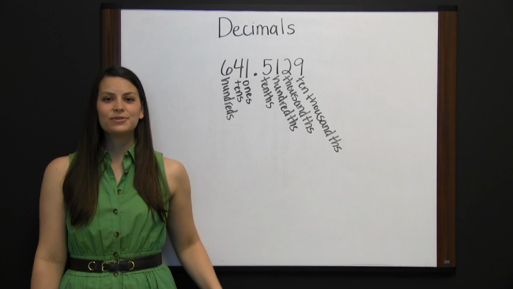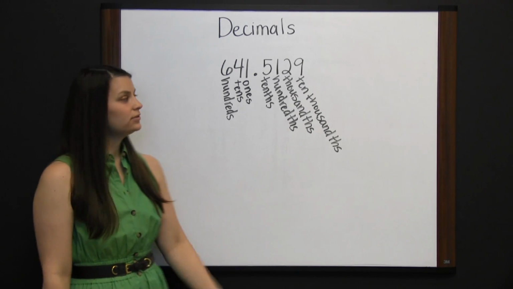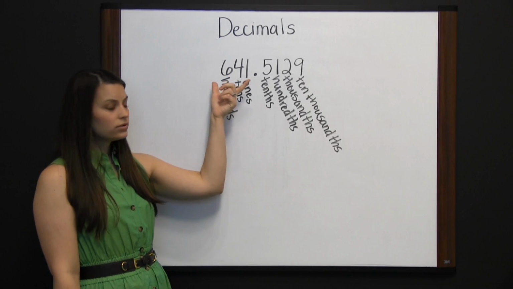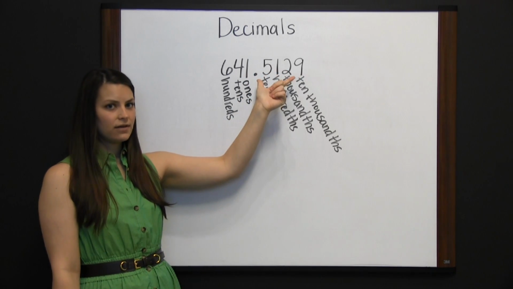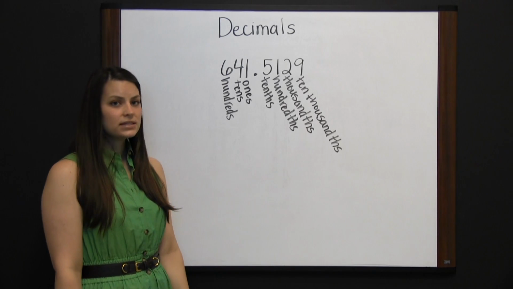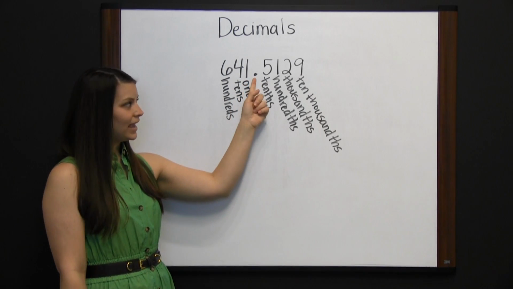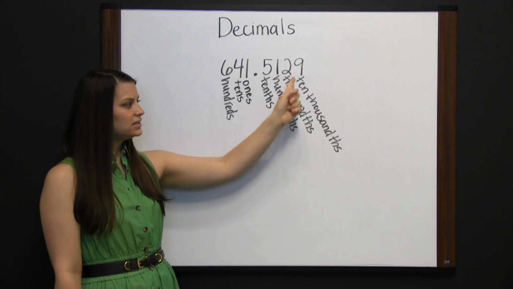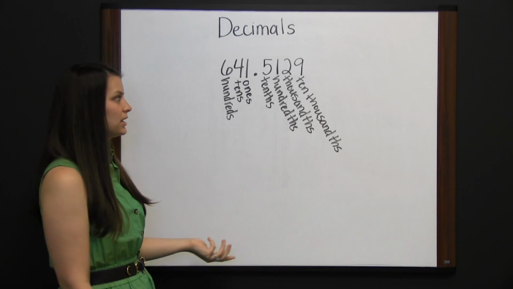Decimals. Decimals use place value to represent an amount. To read a decimal, like we have here, first read the number to the left as a whole number, followed by "and," then read the number to the right of the decimal, followed by the last place value. So this number would be read as 641 and 5,129 10,000ths. This number could also be represented as a mixed number.